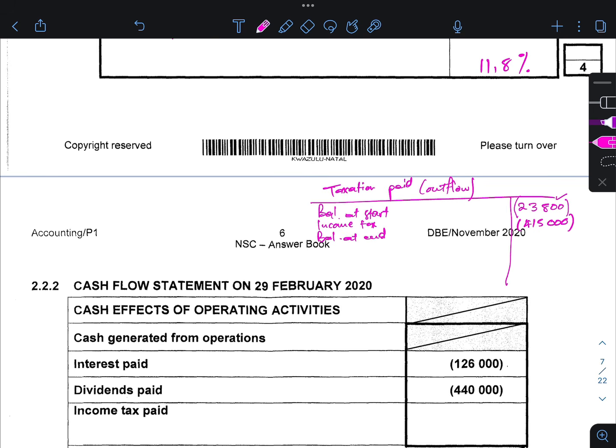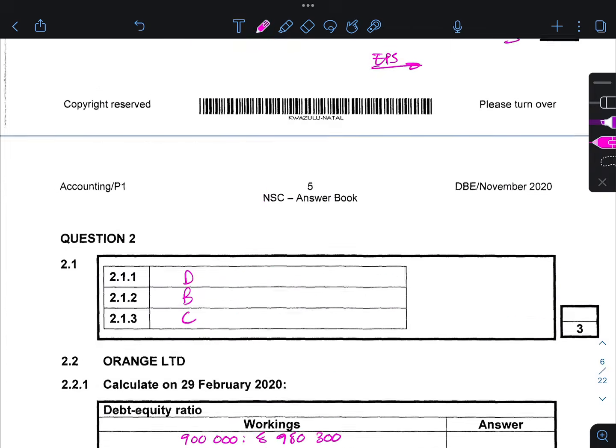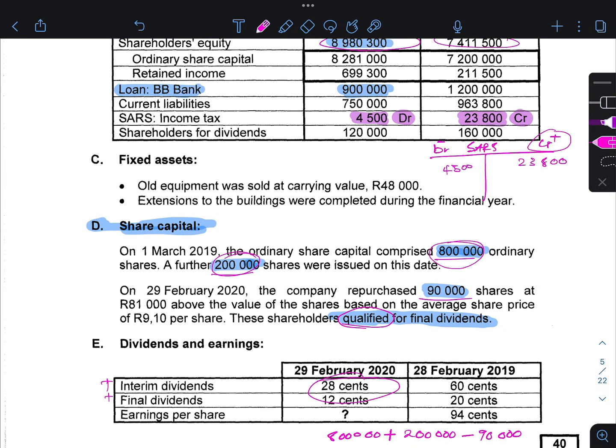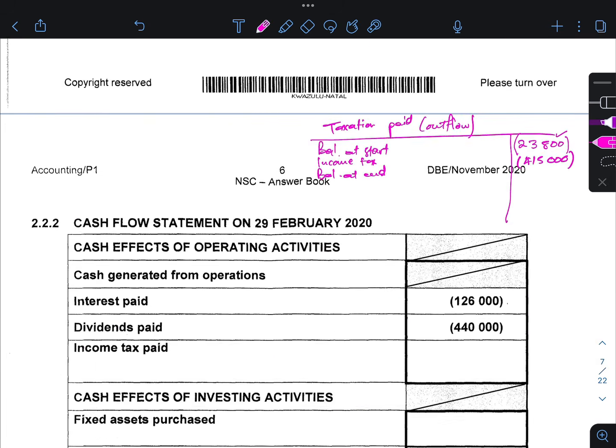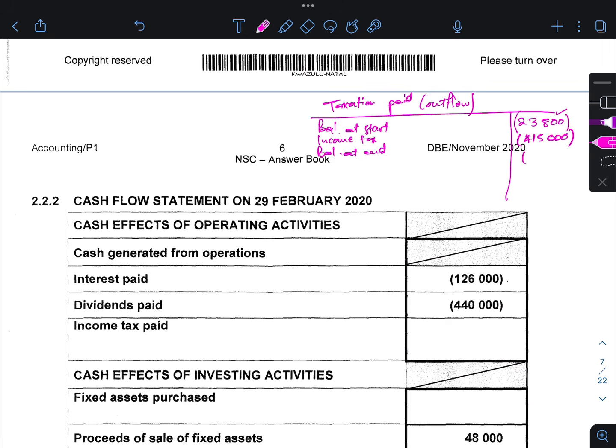And then your balance at end, you check, okay. So the balance at end is on my debit side. Now, if it's on my debit side, that simply means I paid SARS more because now SARS owes me. Okay, so if it's on your debit side at the end, it is automatically an outflow because you paid SARS. This is all about payments, right?